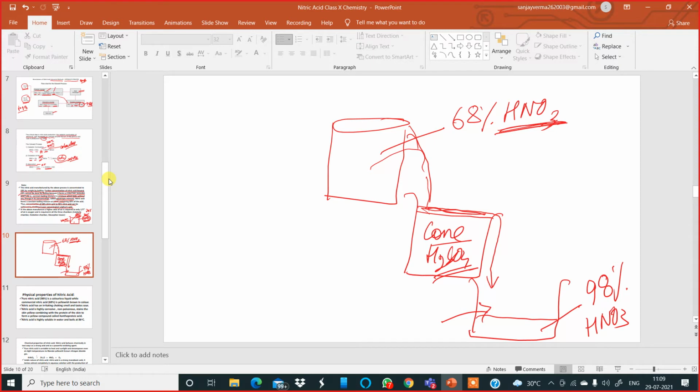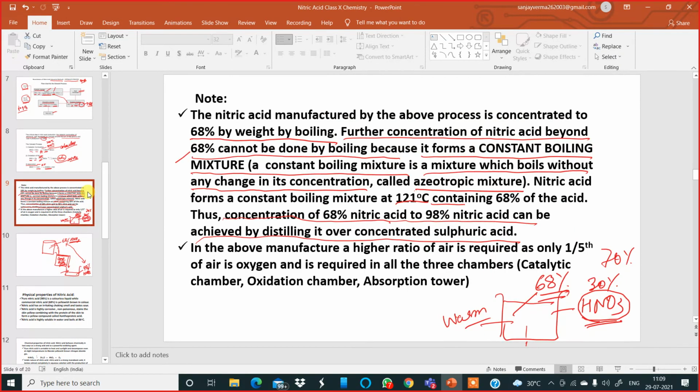So this is how you concentrate nitric acid from 68% concentration to 98%. That is what I told you in the previous slide. Concentration of nitric acid from 68% to 98% can be done by distilling it, by pouring it over concentrated sulfuric acid. This is an important point to remember.